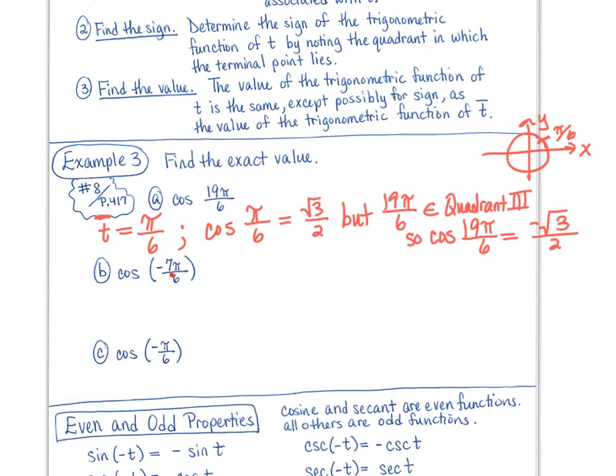Find cosine of negative 7 pi over 6. What's your reference angle? Pi over 6. Pi over 6, good. So t bar is equal to pi over 6. Negative 7 pi over 6 is in what quadrant?